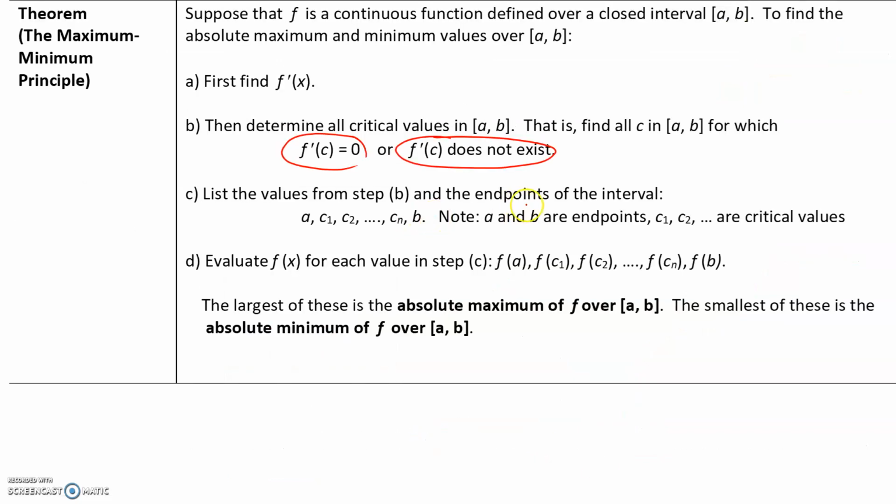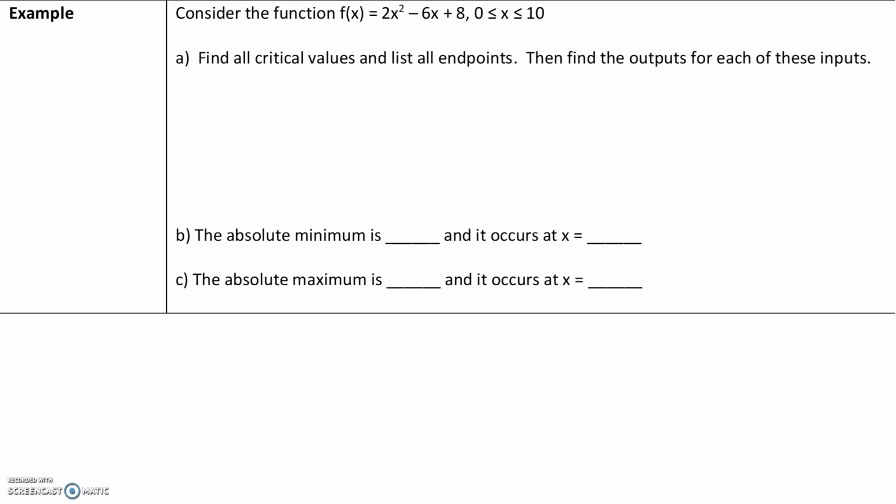So we list all the endpoints and we list all the critical points from step B. Then we want to evaluate the y values for each of the critical points and the endpoints. And the largest of these is the absolute maximum, the smallest is the absolute minimum. Here's an example. Consider the function 2x squared minus 6x plus 8. Find all critical values and list endpoints. So remember, critical values occur when the derivative of this either equals 0 or is undefined.